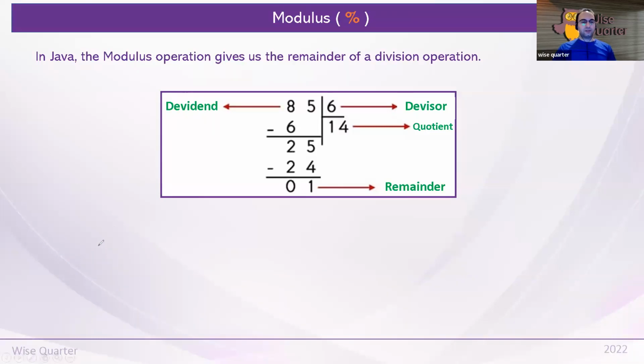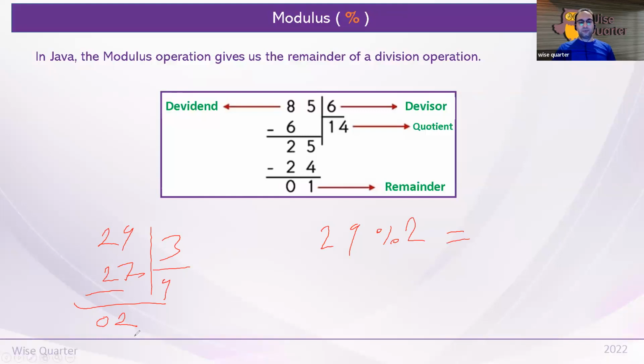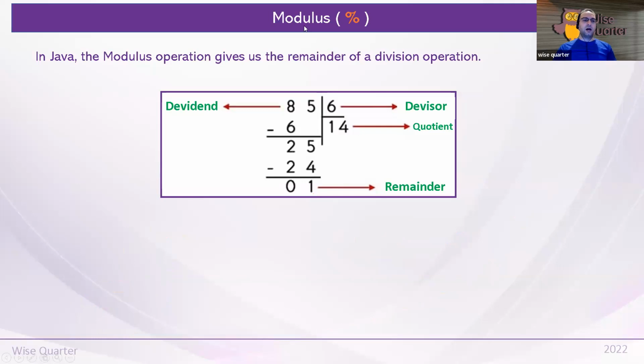For the 29, and this is the last example here, 29, when I divide by 3, this is 9, here 27, and the remainder will be 2. So when I use 29 modulus 3, it will be equal to 2. I mean, modulus means I want to get the remainder of this division operation. That's all. Modulus always gives us the remainder.